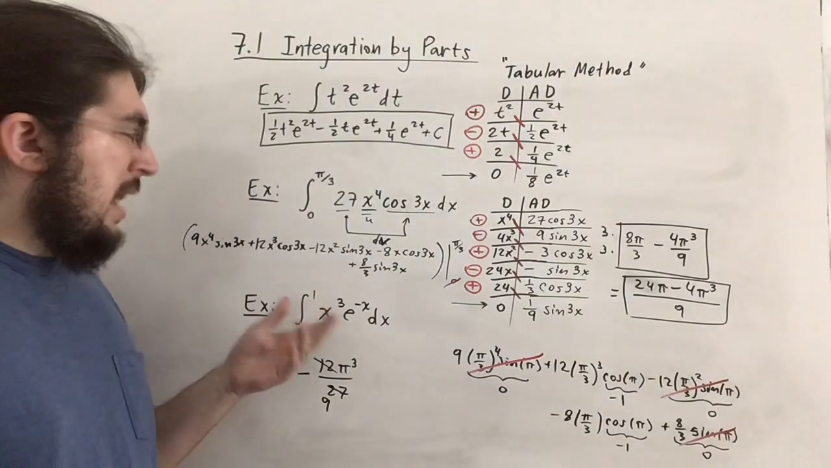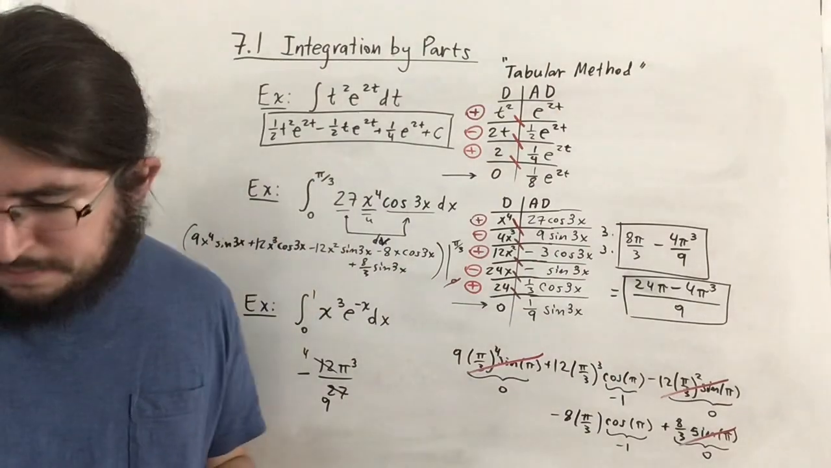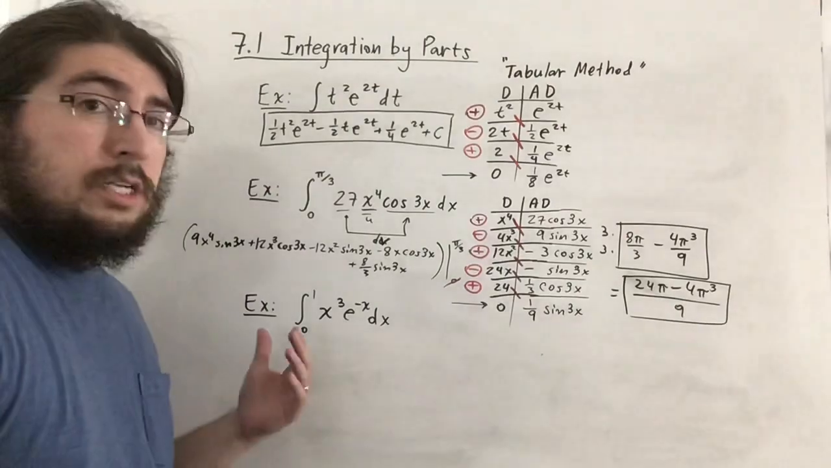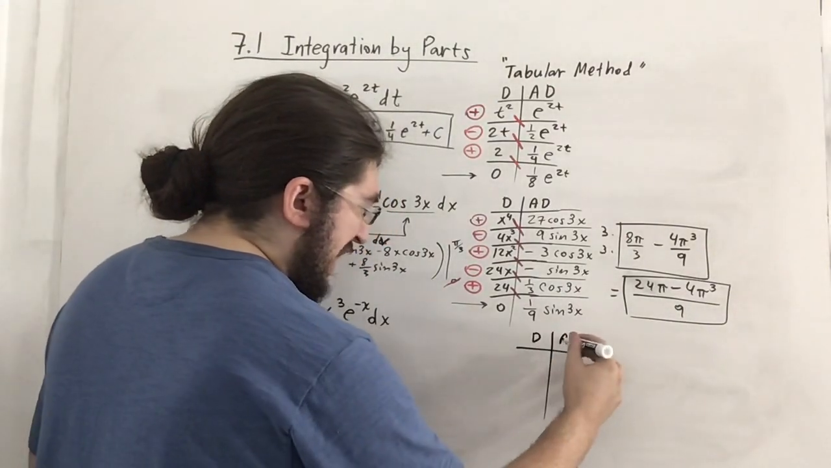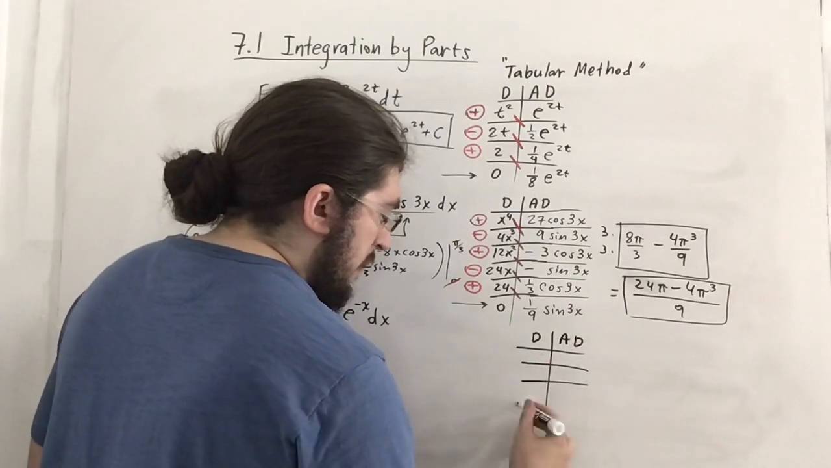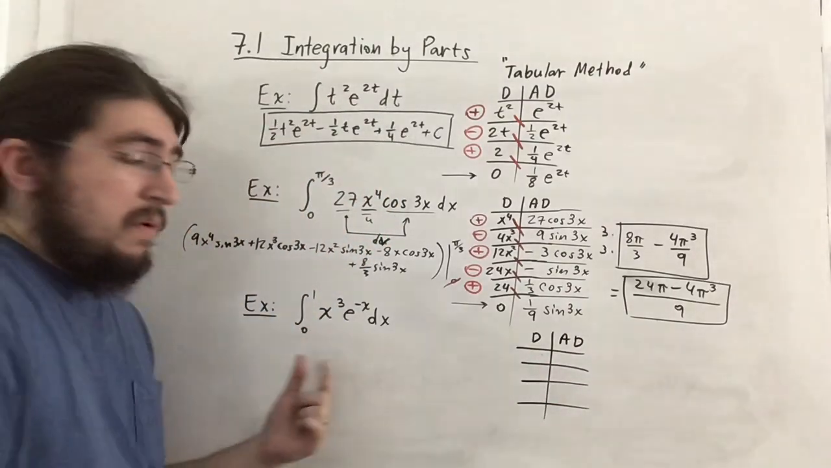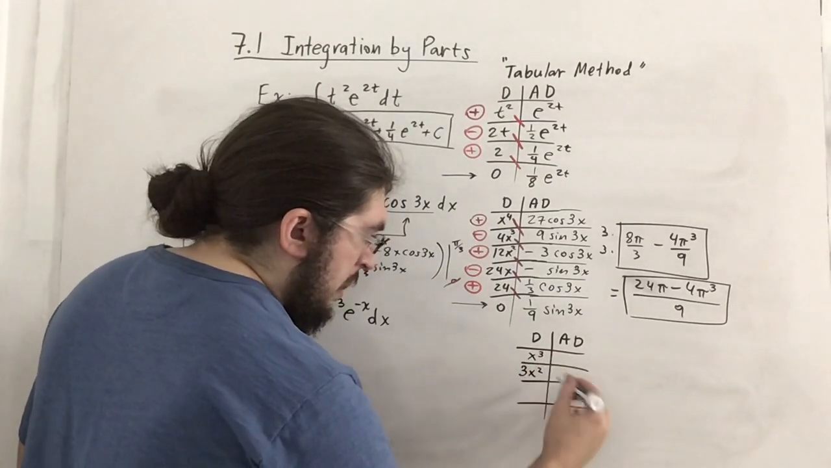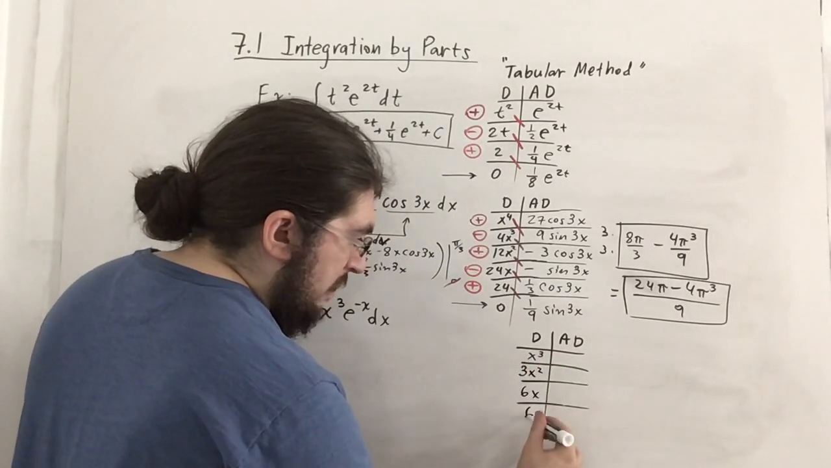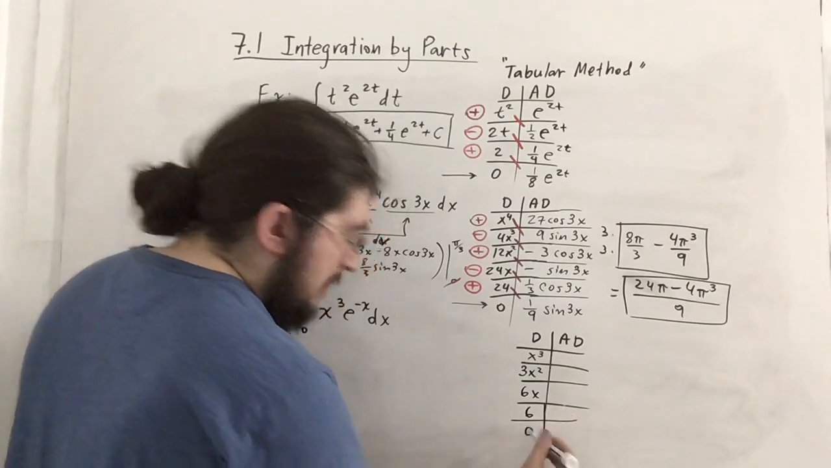But this example is going to be very similar, you'll see. All right, so here we're going to, of course, use the tabular method again. So we have D and AD columns. For D, we're going to start off with a polynomial whose derivative is eventually 0. So it's x to the third. Derivative is 3x squared. Derivative is 6x. Derivative is 6. The derivative of that is 0.